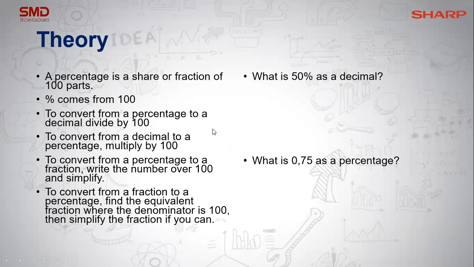To convert from a percentage to a fraction, first we need to write the percentage over 100 and then simplify that fraction. And to convert from a fraction to a percentage, we find the equivalent fraction where the denominator is 100, and then we simply write it down.